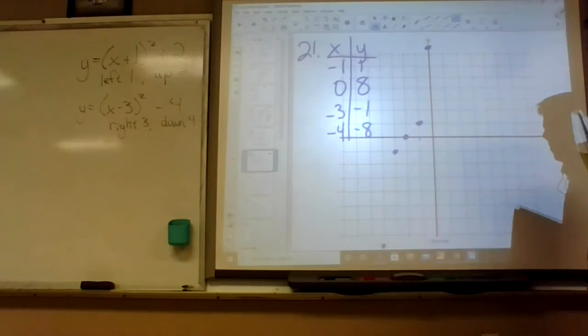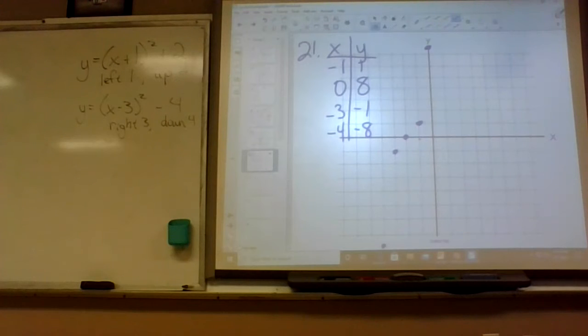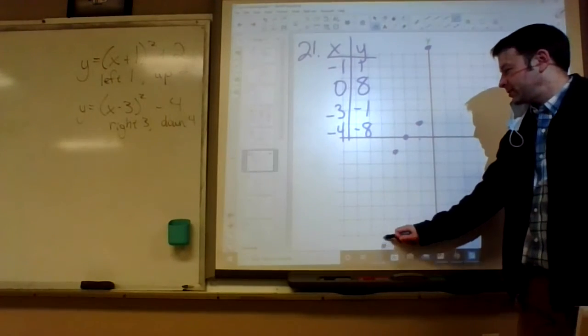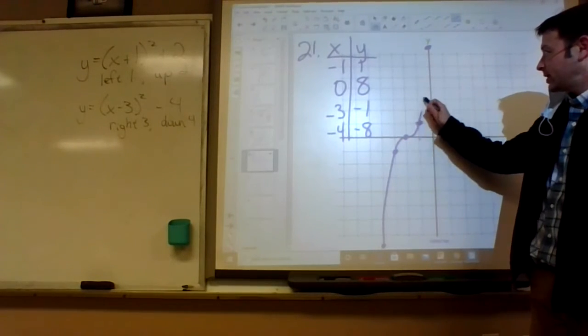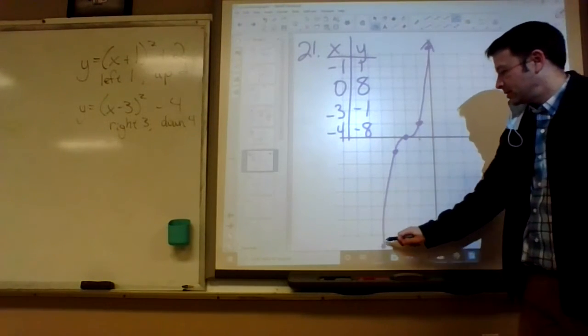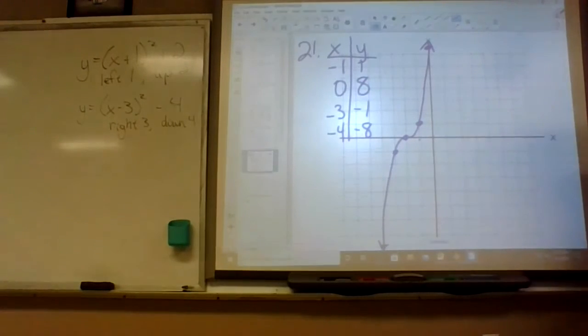You're going so fast. I'm just graphing the dots. You guys know how to do that. And then connect the dots. Here's what it should look like. It gets flat right there actually, and then it's really steep, like a slide.